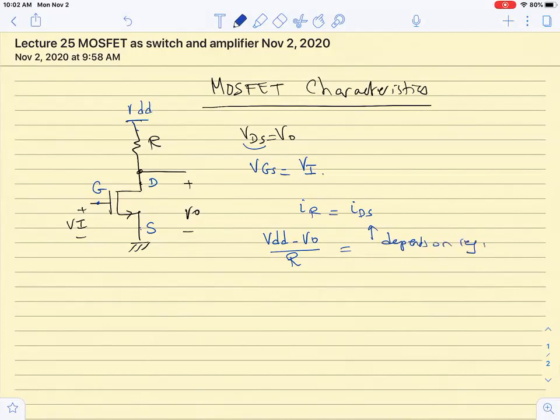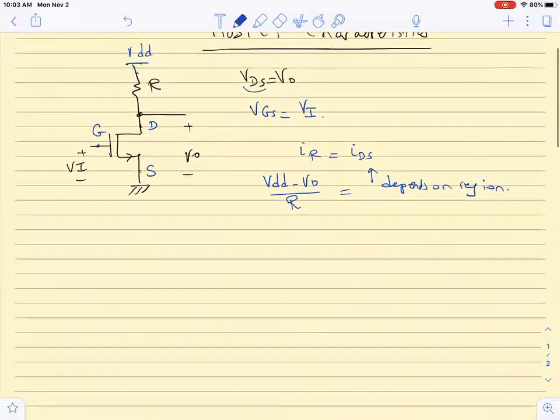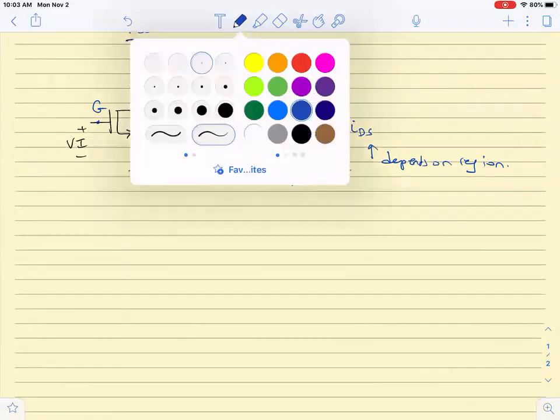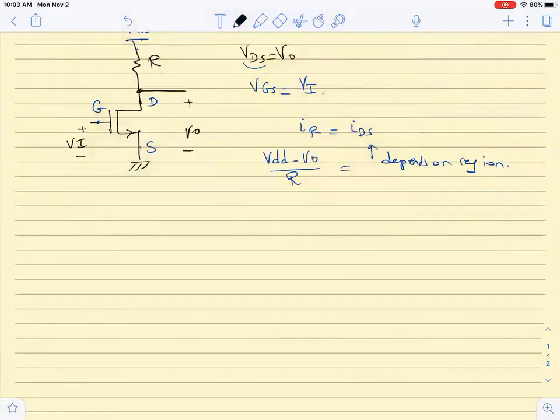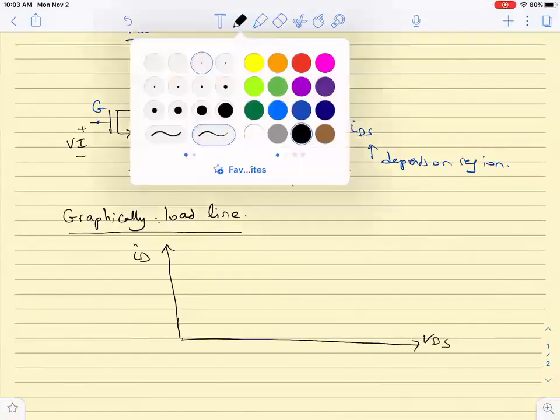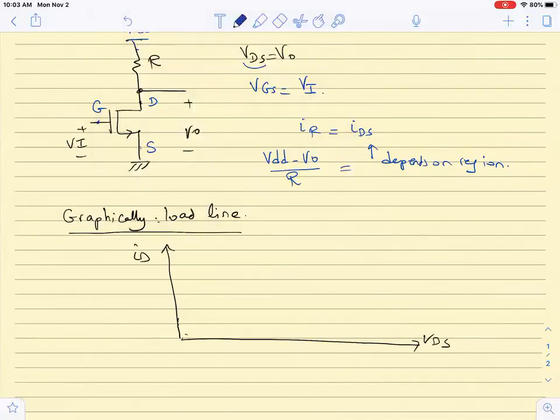of operation. We started directly by drawing the voltage transfer characteristics of VO versus VN, but this time I'm going to draw the load line graphically and then continue where we finished last time. So if I have ID for the transistor versus VDS, which is VO for the transistor, I know that the current characteristics for the transistor can be drawn as follows.